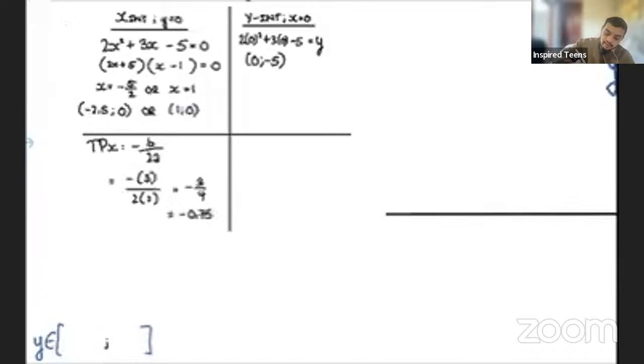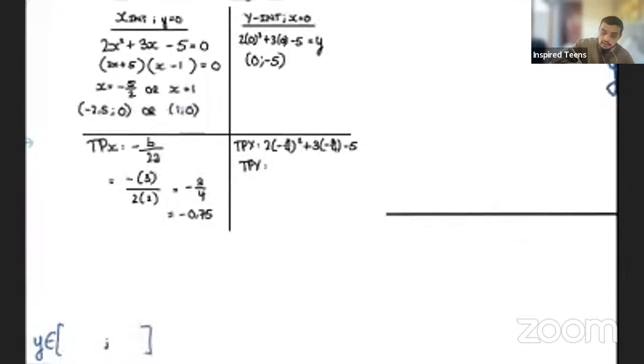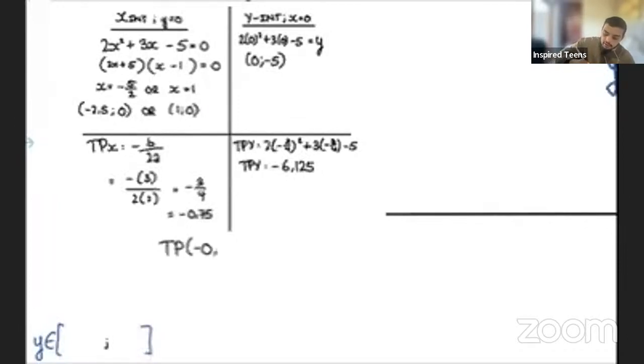Okay, when I sub this into my original equation, so for TPY, I say 2 open brackets negative 3/4, squared, plus 3 into negative 3/4, minus 5. Sorry if it's not so neat. And then I get TPY eventually as negative 6.125. So the turning point coordinates are negative 0.75 and negative 6.125.